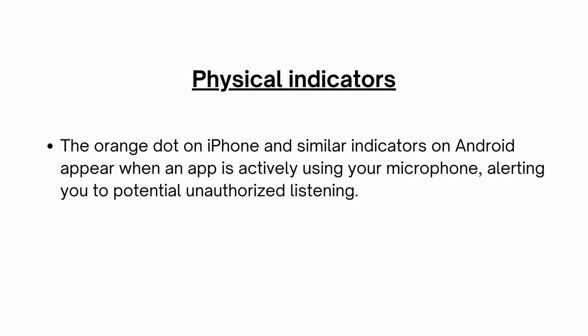People have always asked that question, especially on the iPhone itself: what is that orange dot that is showing up at the top of my phone? Well, that orange dot, and there are similar indicators on Android phones, such as the Googles and the Samsungs, appears when an app is actively using your microphone. It's alerting you to potential unauthorized listening. I would say this is a fail-safe from the manufacturers. Thank you, Apple and Samsung and Google, for doing that.